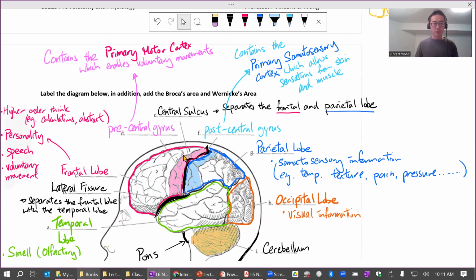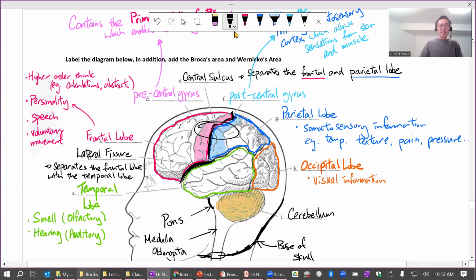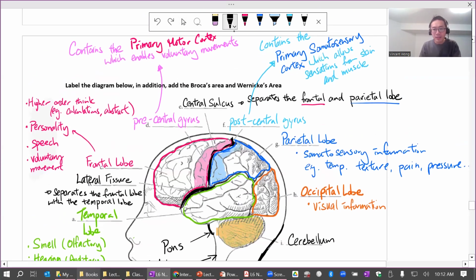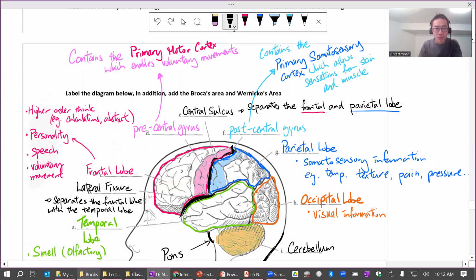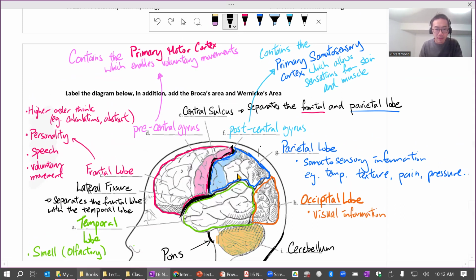But one more thing here. The primary motor cortex and the primary somatosensory cortex are actually zoned and mapped to different parts of the body. What that means is, over here, around this area, that area is dedicated to the hand.